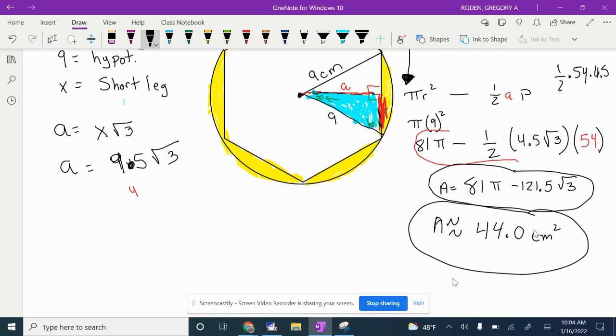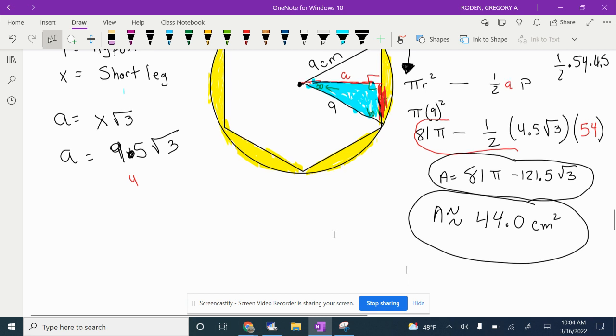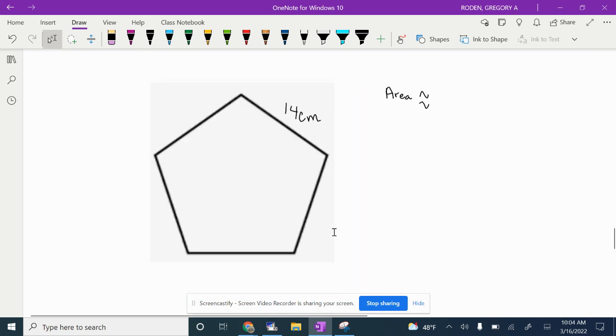Questions? Okay, now let's look at a couple other regular polygons that don't involve 30, 60, 90, and 45. So this is our friend, the pentagon. This is a regular pentagon. Everyone write that down. I want you guys to just sketch this. Do your best job.